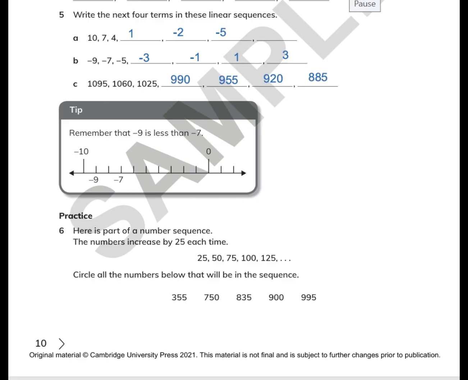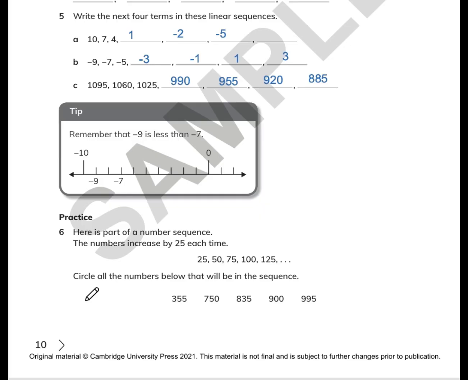Next question, question number 6, says: here is a part of a number sequence. The numbers increase by 25 each time. 25, 50, 75, 100, then 125, and this sequence will go on like this: 125, then 150, then 175, and then 200. Circle all the numbers below that will be in the sequence.